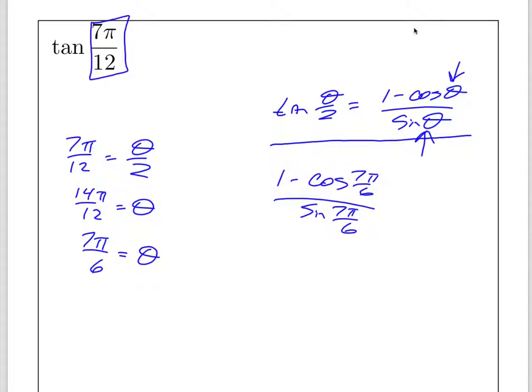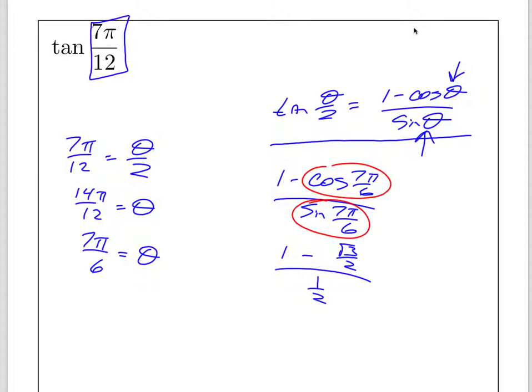Okay, and what do I need to know to be able to evaluate these two things? Reference angle and quadrant. What's my reference angle? Pi over 6. So what's cosine of pi over 6? Square root of 3 over 2. If cosine is square root of 3 over 2, that means sine has to be 1/2.